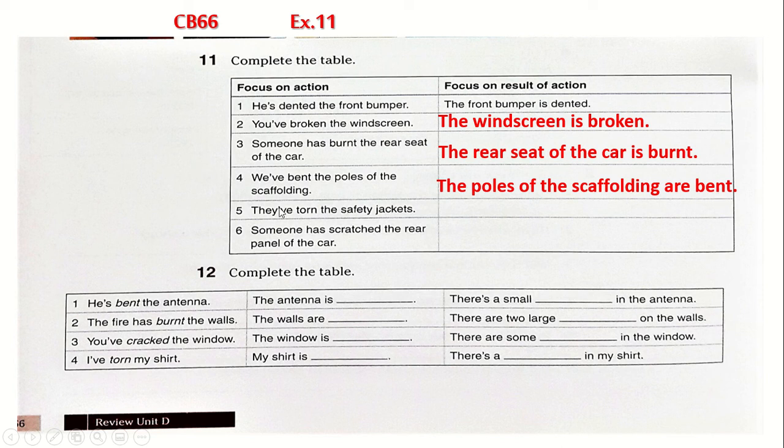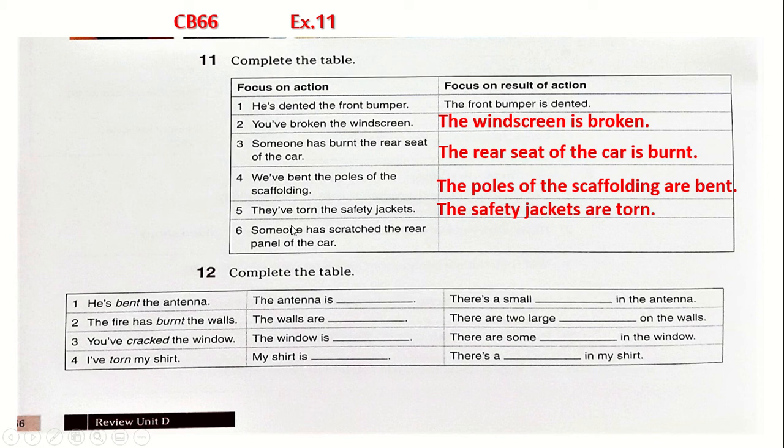Number 5. They have torn the safety jackets. Torn يعني قطع أو مزق. So where is the subject? They. The object is the safety jackets. So we start with the safety jackets. Jackets is plural. So we use are and then torn. So the answer would be The safety jackets are torn.